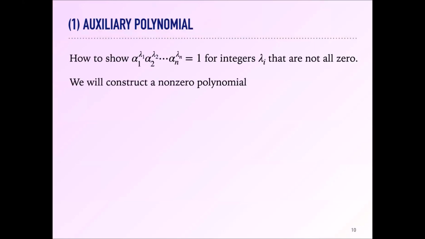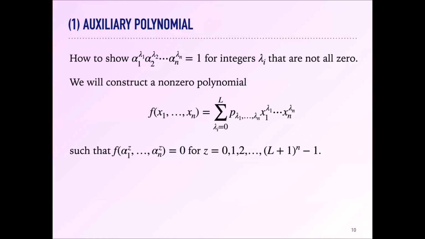All right. So now let me say in detail about this method of producing an auxiliary polynomial that allows you to conclude what we want, which is the existence of the lambda I such that alpha 1 to the lambda 1 ... alpha n to the lambda n, that product is equal to 1 for some integers lambda I that are not all 0.